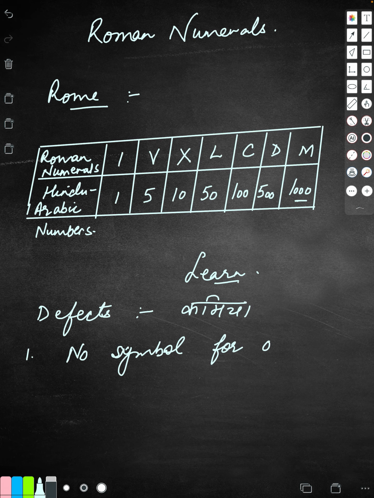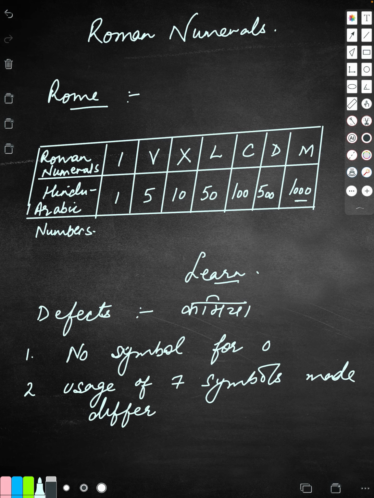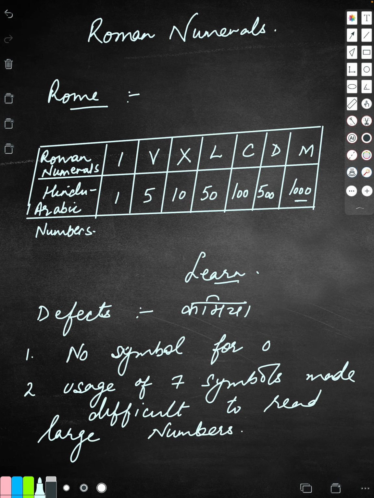ठीक है. Large numbers: the Romans used only 7 symbols, which made it difficult to read large numbers. Got it? 7-digit numbers, 8-digit numbers. It became very, very difficult for them to read those numbers. Very small numbers also they were not able to write.